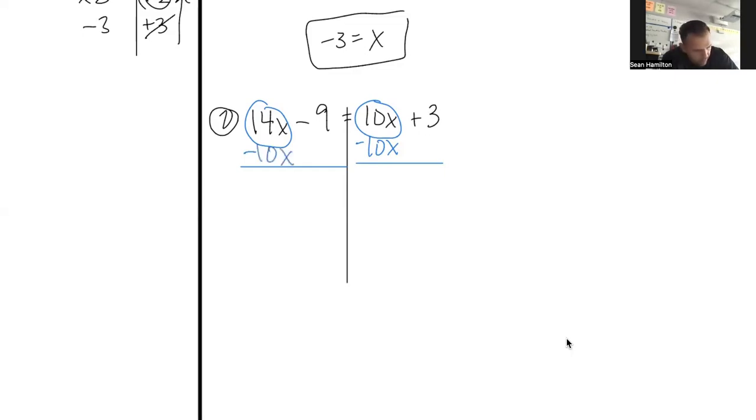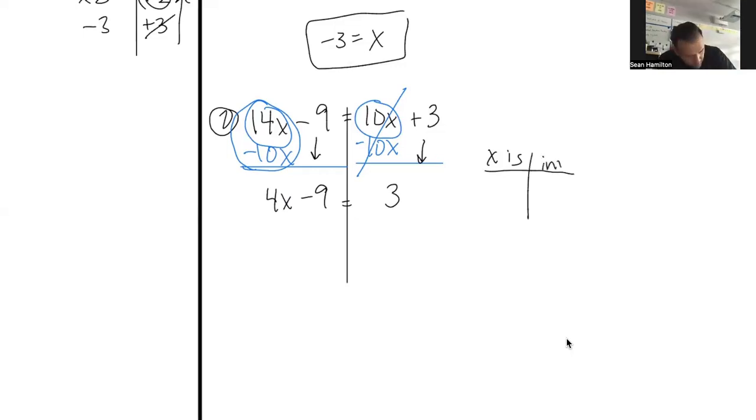These 10s cancel. So 14 minus 10, that is 4x. Bring down the minus 9, not just 9. Bring down the 3. So 4x minus 9 equals 3. Now it's just the nice easy X is with the inverse. X is being multiplied by 4 minus 9. So I'll do the inverse, the opposite. I'm going to add 9 and then divide by 4, starting with the add 9 to both sides.